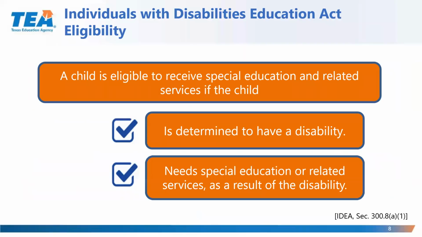Now that we know what dyslexia is, let's talk about how IDEA, Section 504, and MTSS intersect with students with dyslexia. The Individuals with Disabilities Education Act, or IDEA, ensures that children throughout the nation with disabilities receive the services they need. Under IDEA, a child is eligible to receive special education services and/or related services if it is determined the child has a disability and the child needs specially designed instruction provided through special education or related services as a result of that disability.